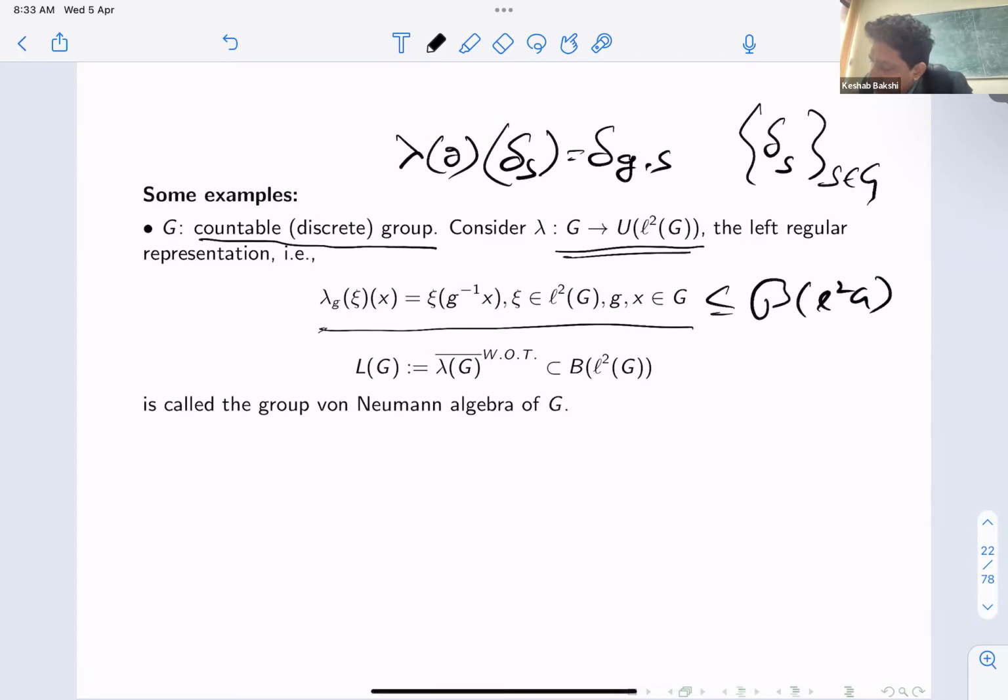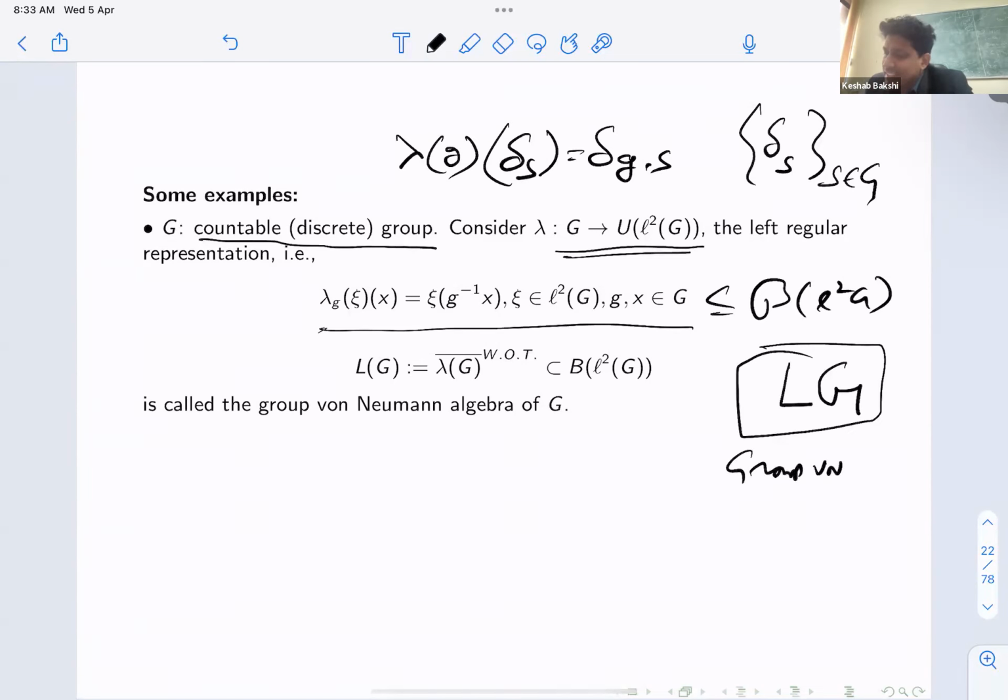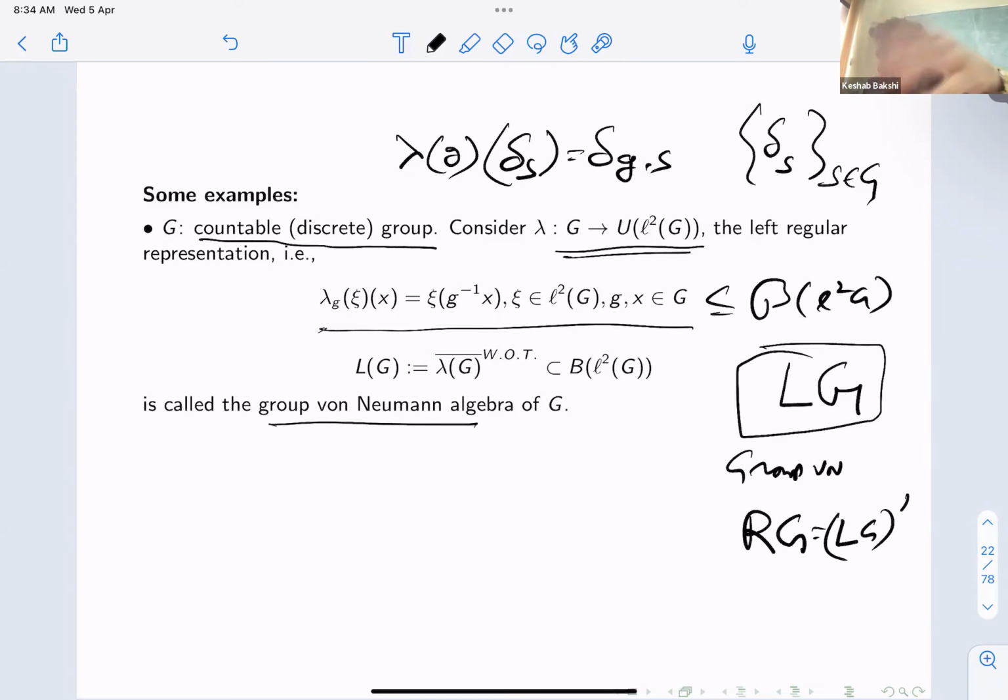So it has a weak operator topology. Take lambda(G) and then take the weak operator closure. So you get a von Neumann algebra L(G). This is called the group von Neumann algebra. Nothing special about the left regular representation; you can take the right group von Neumann algebra also. And there is a really nice relation that this is the commutant of the other. So this is called a group von Neumann algebra. From a group, you can define a von Neumann algebra.